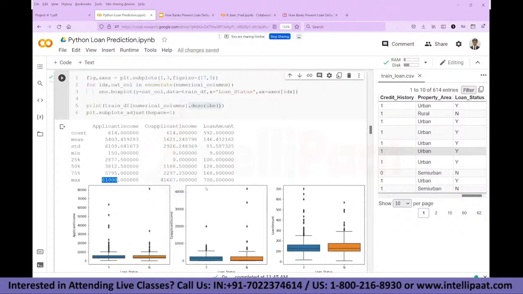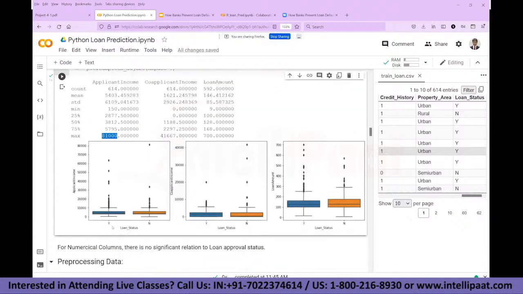But in this case, as you can see from the curves, and as you can see from the data that you got from the describe, the mean is being dragged towards the maximum value. So the maximum value is impacting your mean in this case.